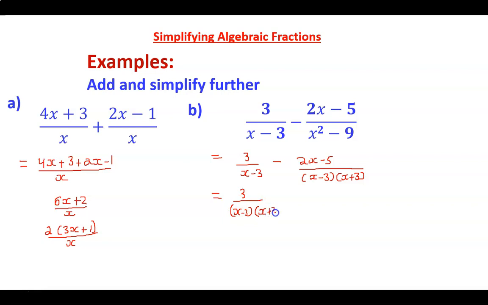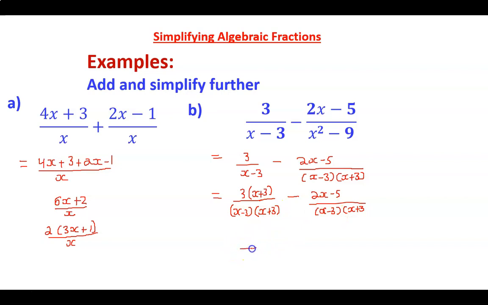Why? To make the two denominators the same. If you times x plus 3 at the bottom, you need to times it at the top as well, okay, to keep that fraction. Here is 2x minus 5. We are not going to do anything to it. And this is just the x minus 3, x plus 3. This way, you make the two denominators the same, x minus 3, x plus 3.